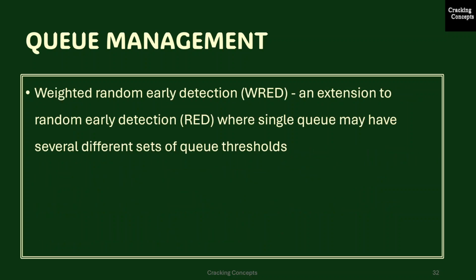Then there is weighted random early detection, which is a queuing discipline for a network scheduler suited for congestion avoidance. It is an extension to RED, where a single queue may have different sets of queue thresholds. Each threshold set is associated with a particular traffic class.